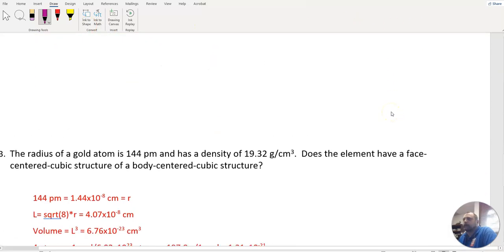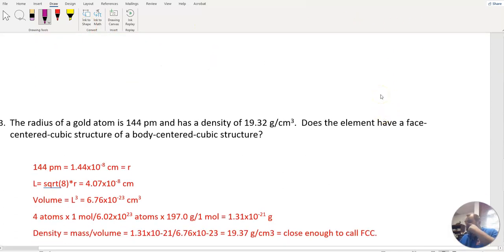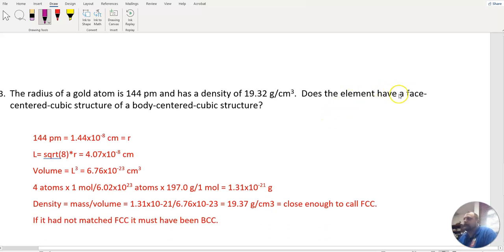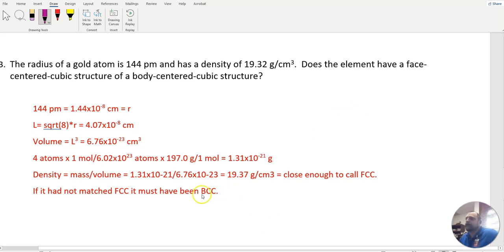Alright, number 3, it told me the radius and the density, and they want to know if it's BCC or FCC. Since I don't know how to do BCC, I'm just going to go ahead and do the FCC. I don't want to memorize how to do BCC, and so I took this radius of 144 and converted that into centimeters. Then I used that radius to find the length of each side. Then I cubed that, and that gave me the volume. So this is the volume of my unit cell.